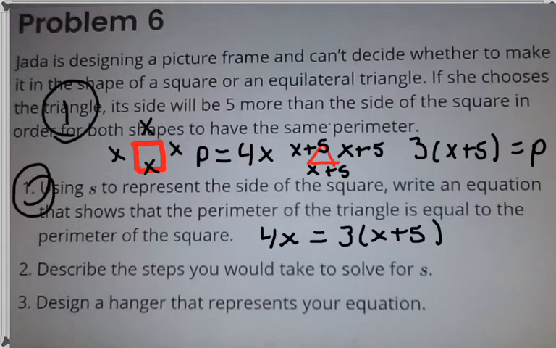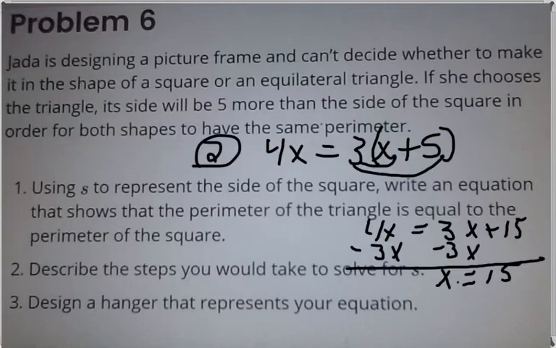Now I'm doing 2. Describe the steps you'll take to solve for x. I'm not going to describe the steps, I'm just going to show them. So 4x equals 3 times the quantity x plus 5. I have to distribute first to simplify. That gives me 4x equals 3x plus 15.